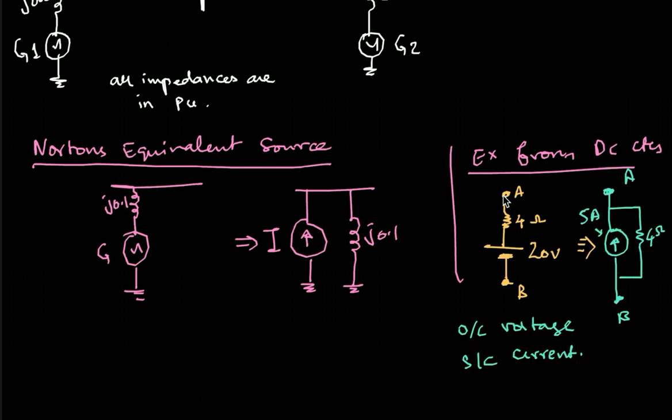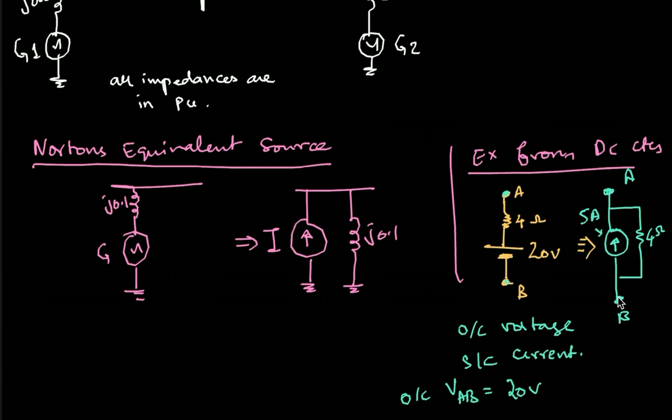So what happens if I open circuit A and B and measure the voltage? What is VAB? So under open circuit voltage, what is VAB? If I put a voltmeter at A and B, that voltmeter will measure 20 volts because there won't be any current. Ideally speaking, it's an ideal voltage source. So with zero current flowing in this, there's a zero voltage drop. So I'll have 20 volts. So this is open circuit.